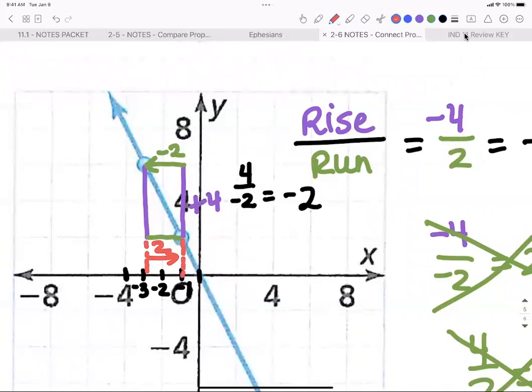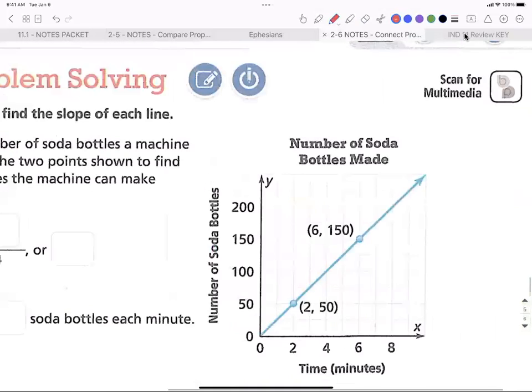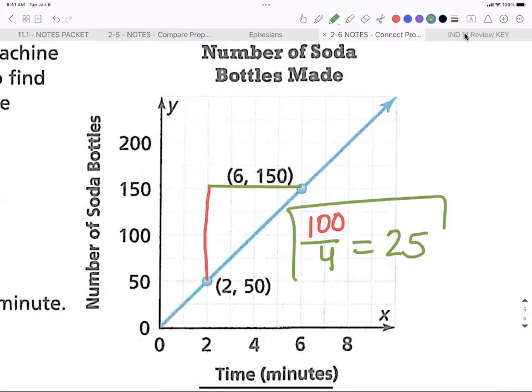No, I see what you're saying. If you are doing a Math Excel and showing me your work, and they give you a graph like this, you do not have to recreate the graph. All I want you to show me is that you rose. In this case, we rose 100. We ran 4. So this right here is the work I would see on your paper. I'm not going to see the graph in the grid. You do not have to take the time to recreate all of these graphs on your paper. Okay, good question.